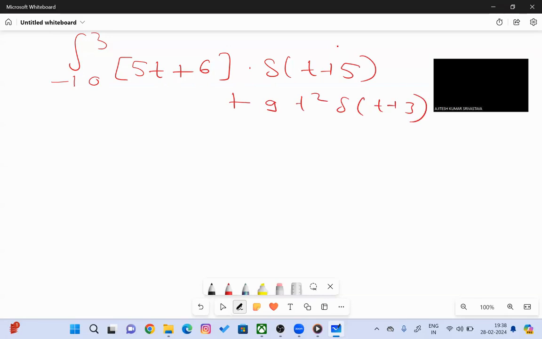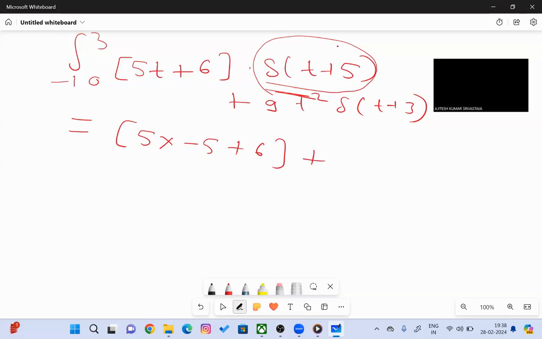So this function is present at t equal to minus 5. So we have to just put t equal to minus 5, and minus 5 is within the limit. And t equal to minus 3 is also within the limit. So the function is defined. We have to just put minus 5 into the first term, plus the second term at minus 3, and add them. So this is okay.